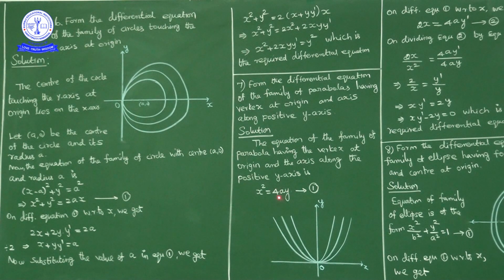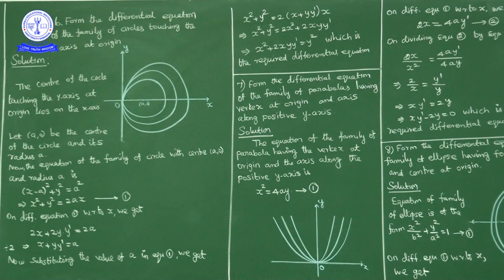Okay, now here also we have only one parameter or one arbitrary constant a, so differentiate with respect to x on both sides only once. Okay, so differentiating equation 1 with respect to x, what we get, x square derivative 2x is equal to 4a y derivative 4a into y dash. So 2x is equal to 4a y dash.